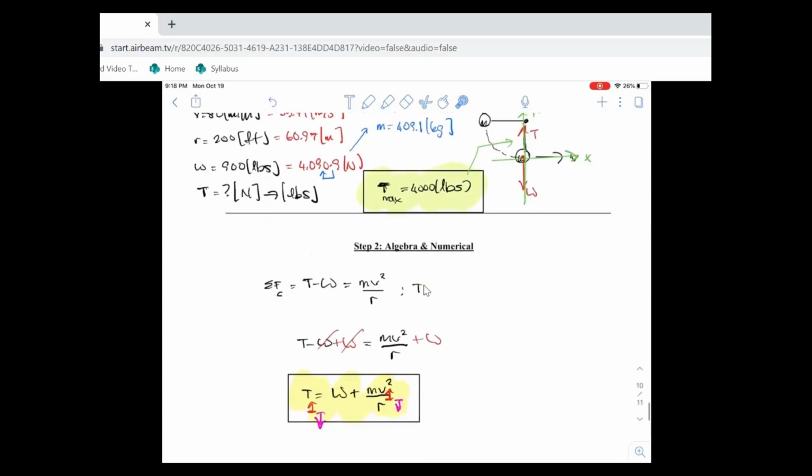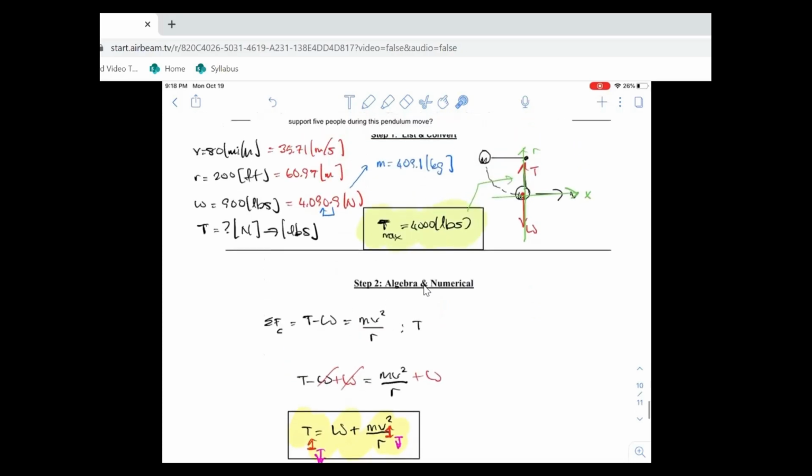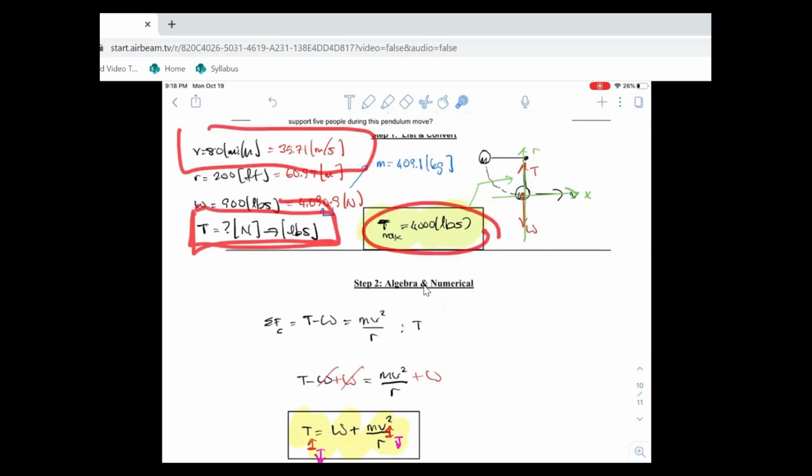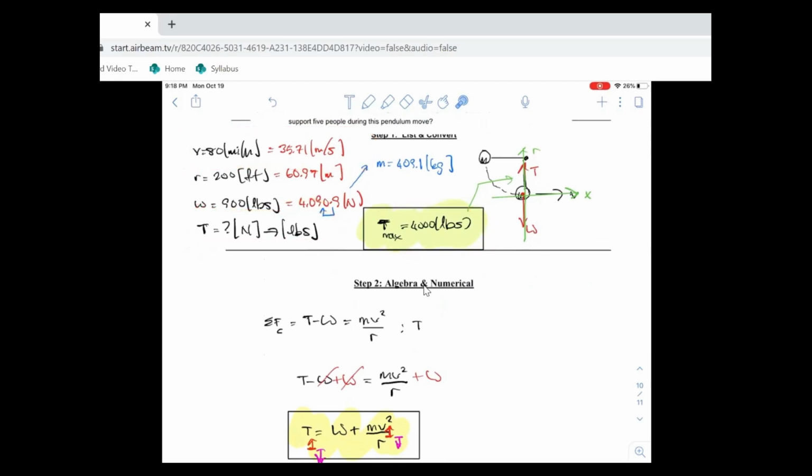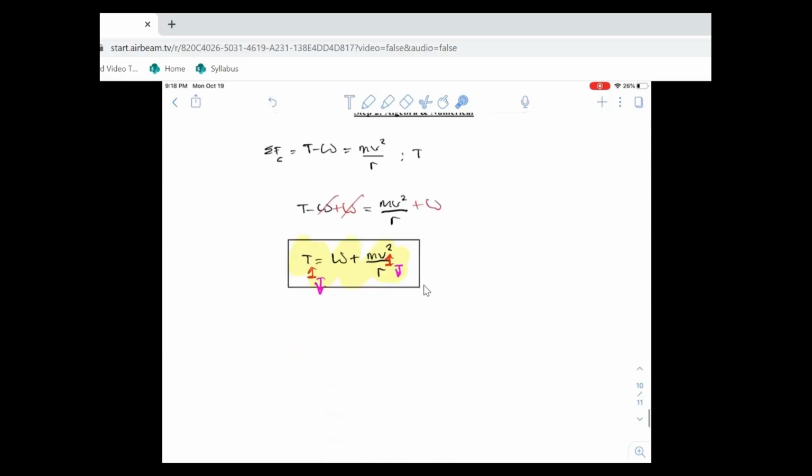So what is the tension when these guys are moving at 80 miles per hour? What is the tension that these people will induce on the cable? If this tension exceeds the maximum tolerance, this cable is going to snap. We kind of knew that, so let's check to see if that's the case.